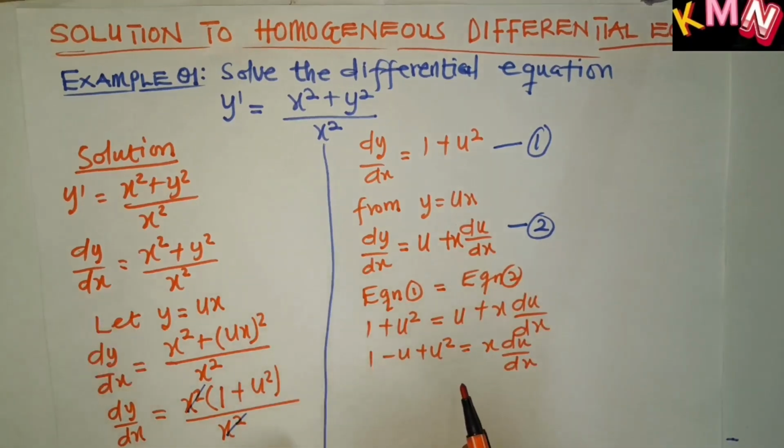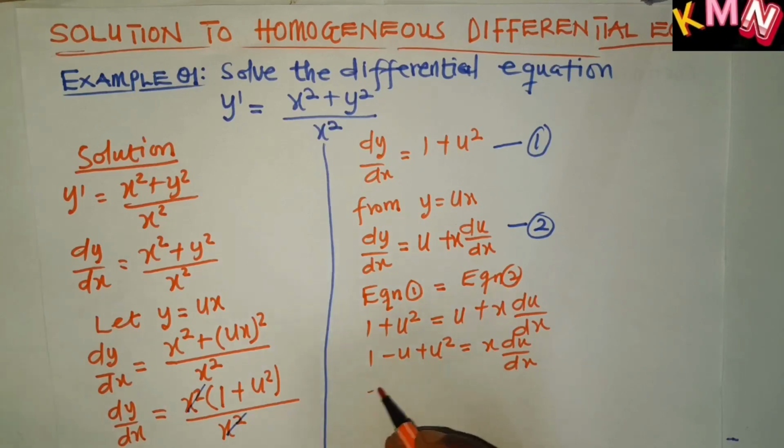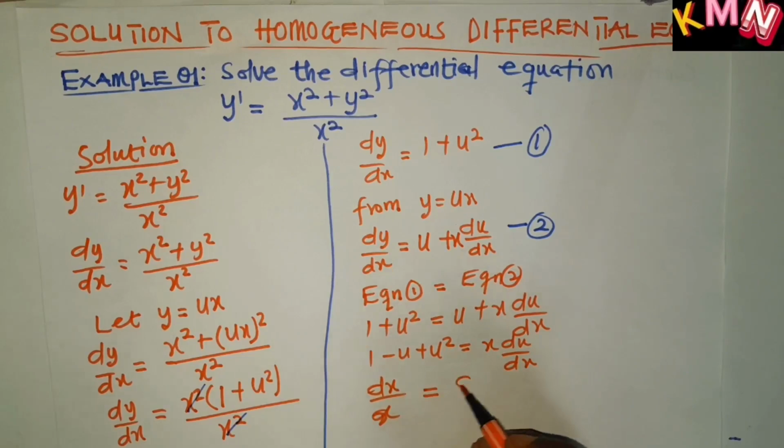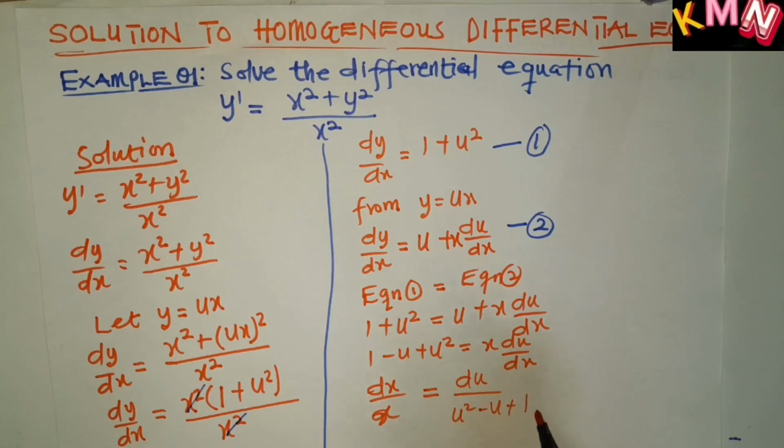At this point, we can separate the variables. So separating the variables, when we take this one to this side and divide by the x, we are going to get dx on x equals, then this side to this comes, we are going to get du on u squared minus u plus 1. Let's rewrite it in another way.